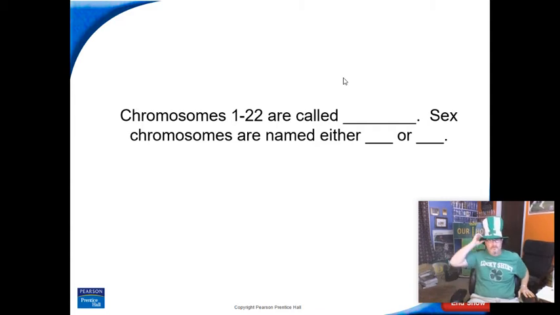Chromosomes 1 through 22 are called, what's the name for 1 through 22? What are the names of the two sex chromosomes? So 1 through 22 are autosomes, and the sex chromosomes are the X or the Y chromosome.